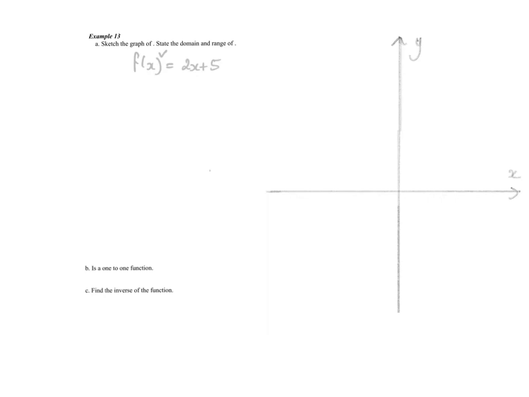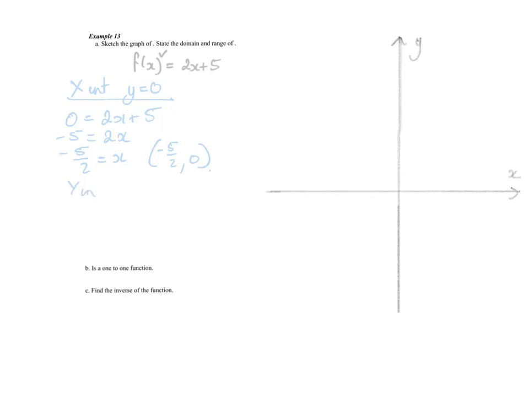In this example, we're looking at the function f of x equal to 2x plus 5. So we're asked to sketch the graph and state the domain and range. Now, remember, in order to sketch a graph, you do need to find the x and y intercepts. So for the x-intercept, we're letting y equal 0. And so you get 0 equals 2x plus 5, minus 5, so minus 5 equals 2x, minus 5 on 2 is equal to x. So the coordinate there is minus 5 on 2 and 0.